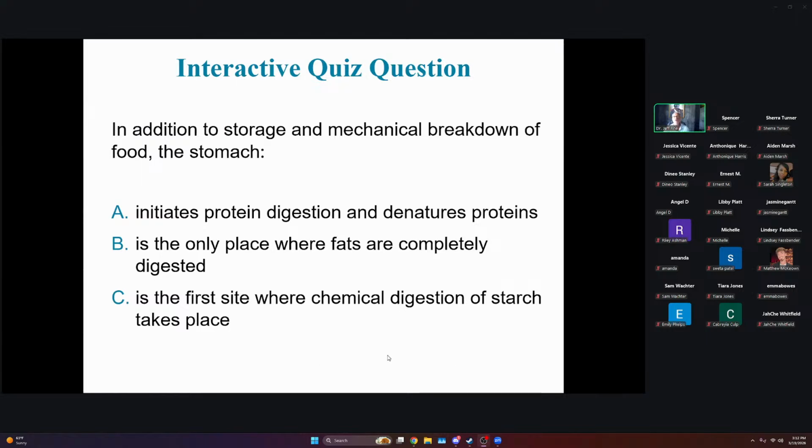All right, first of your 2 quiz questions today. So beyond storage and additional physical digestion of food, what does the stomach do?